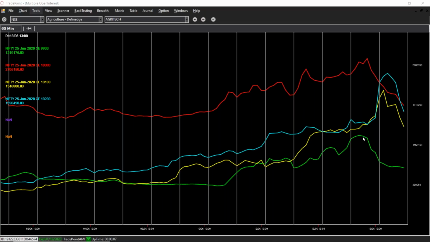There is one open interest which has gone down sharply, the green one. This is the 9,900, because there was a lot of covering since Nifty went up sharply by almost 200, 250 points in just 2 days. This open interest went down sharply because there was a lot of covering.